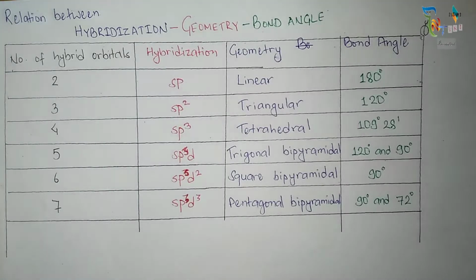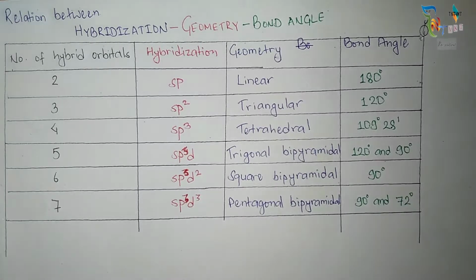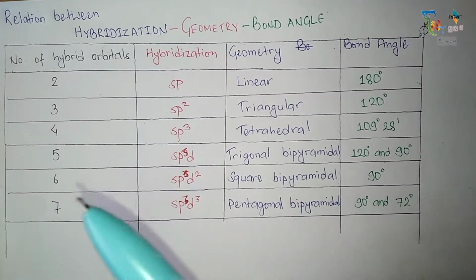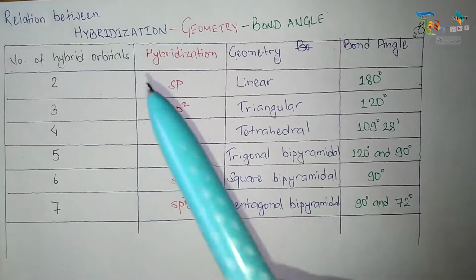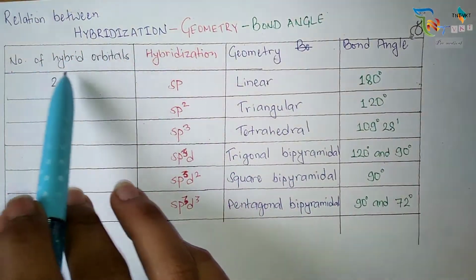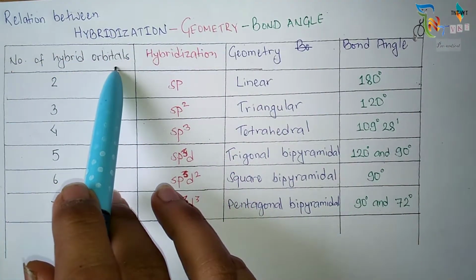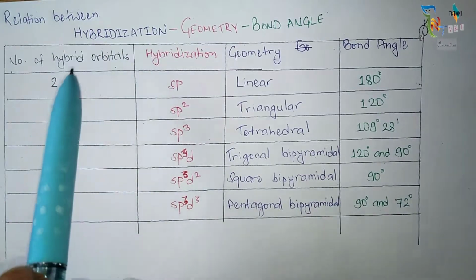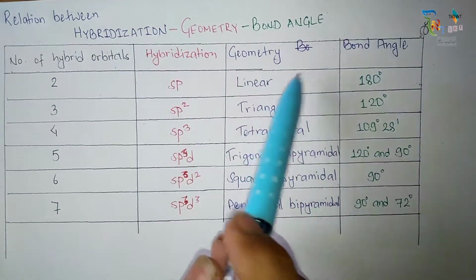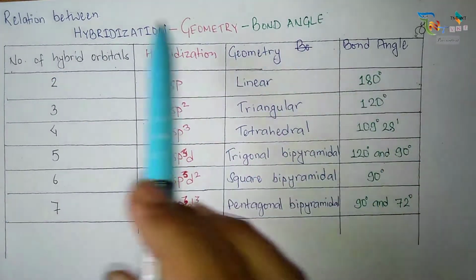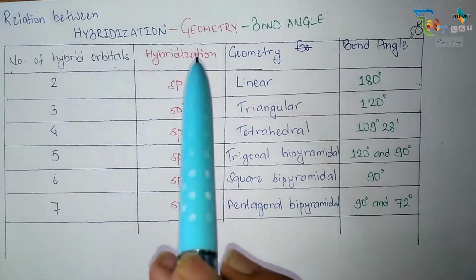Welcome to the TNT Wicked Trick series, and today we will be discussing the relation between hybridization, geometry and bond angle of compounds. So first, let's start with the number of hybrid orbitals. As I discussed in earlier videos on hybridization, from the number of hybrid orbitals you can find the hybridization, geometry and then bond angle of simpler elements where there is no lone pair.